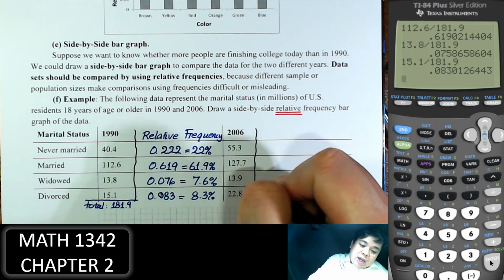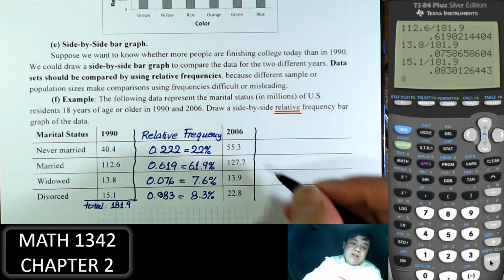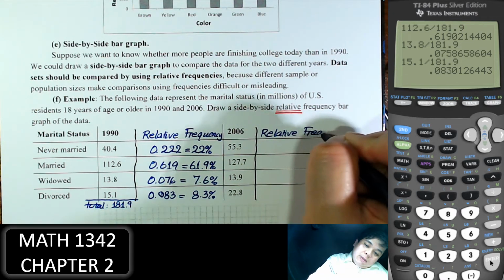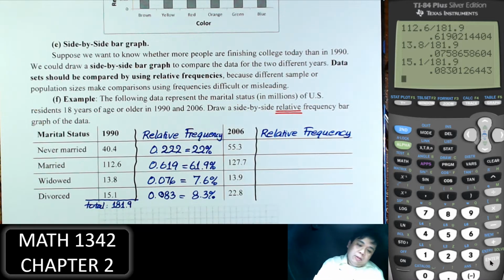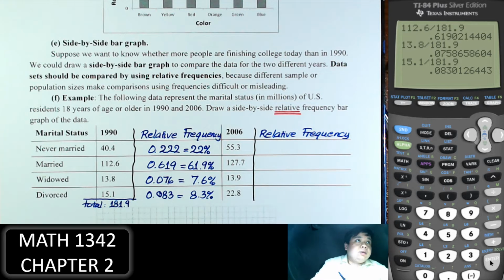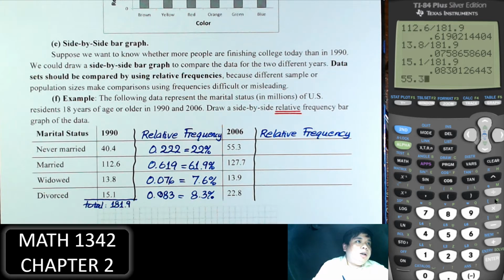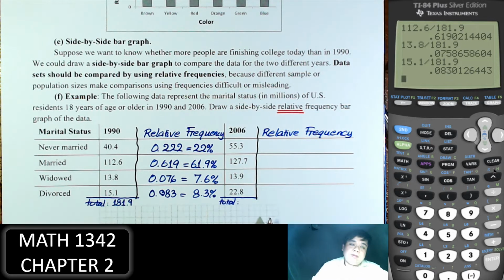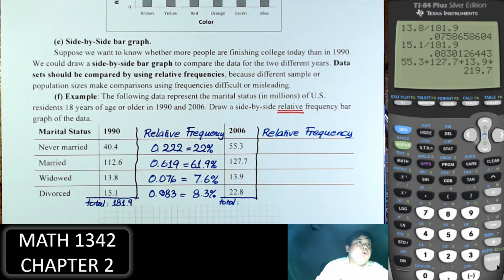Now we do the same thing for the relative frequency for 2006. 55.3 divided by, sorry, we need the total first. 55.3 plus 127.7 plus 13.9 plus 22.8 to 219.7.